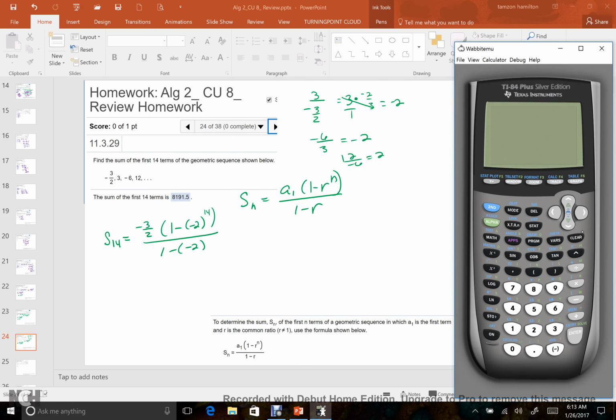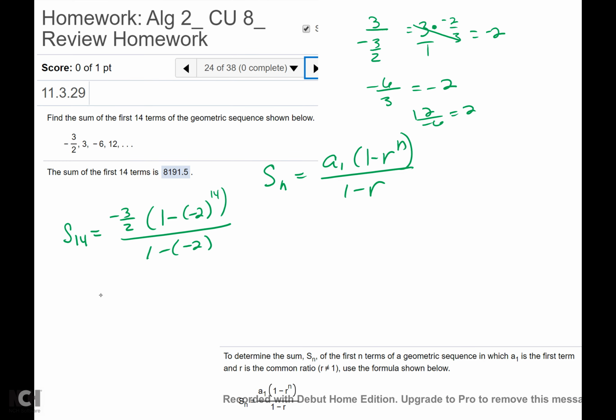Okay, first of all, I'm going to do 1 minus (negative 2) caret 14 and hit enter. Then I'm going to multiply that by negative 3 divided by 2, enter. And then the bottom, you have a double negative. 1 plus 2 would be 3, so divided by 3, and I get 8191.5. The sum of the first 14 is 8191.5. Okay?